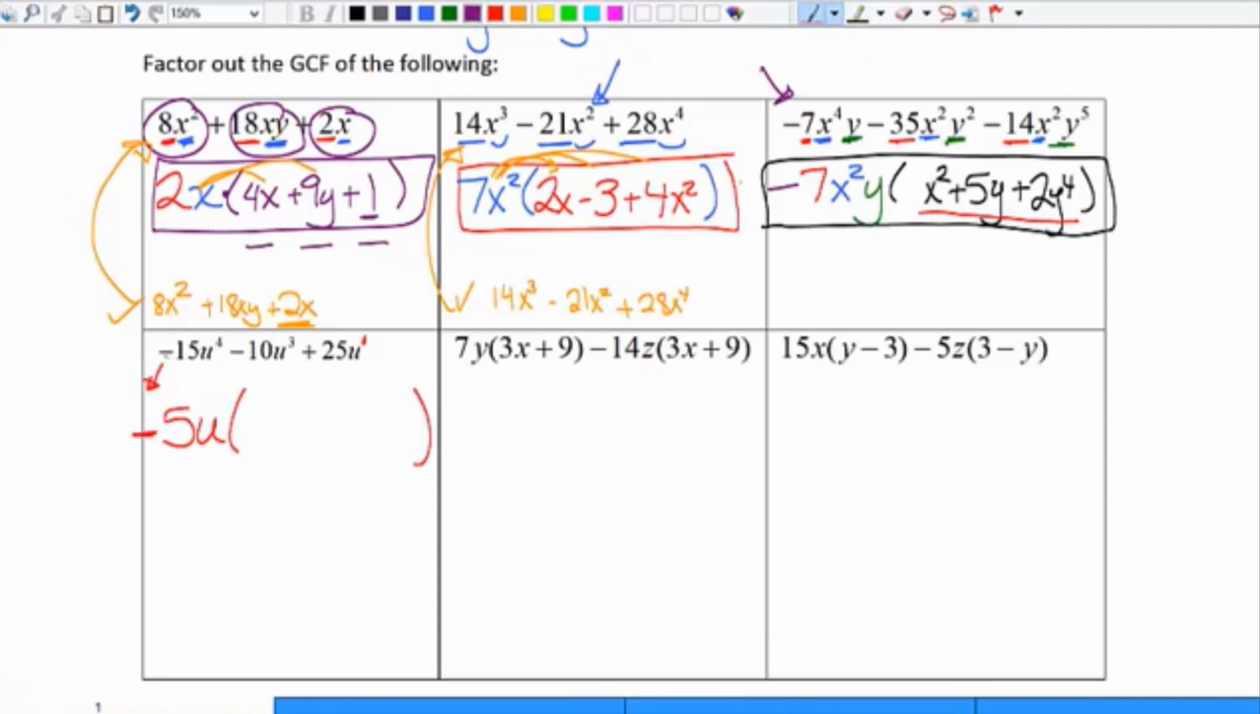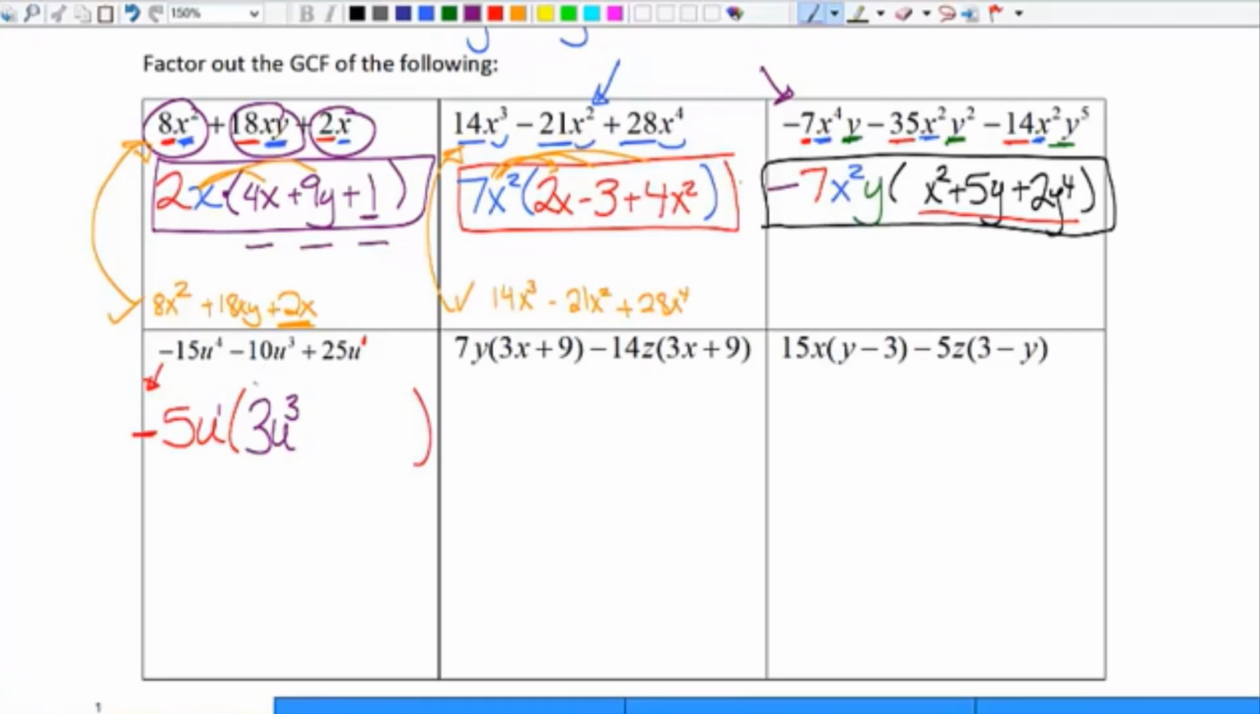Then I go back and divide. Negative 15 divided by negative 5. Be careful there, a negative divided by negative is a positive. U to the 4 divided by u to the 1. I don't really necessarily need to put that little 1 there, but it might help you when you're subtracting. So that gives me 3u to the 3.